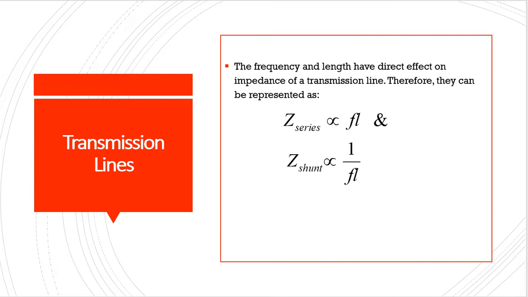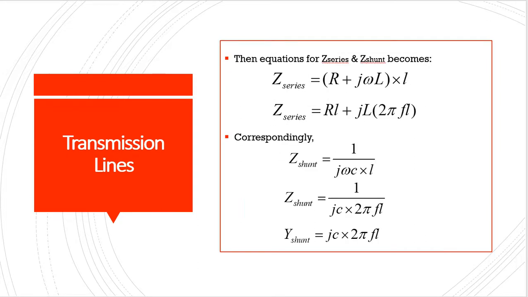Now, just consider the first case in which the frequency and length have direct effect, so it means that Z series is directly proportional to FL, while Z shunt is inversely proportional to FL, right. How have we derived this expression? We have derived these expressions from this, right. Z series is directly proportional to FL, while Z shunt and FL are inversely proportional, whereas Y shunt is directly proportional to FL.